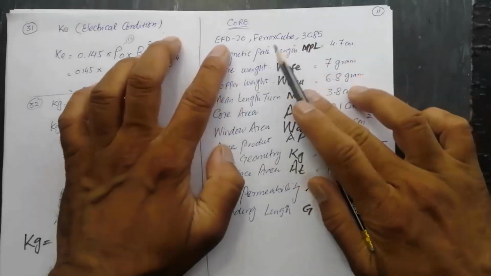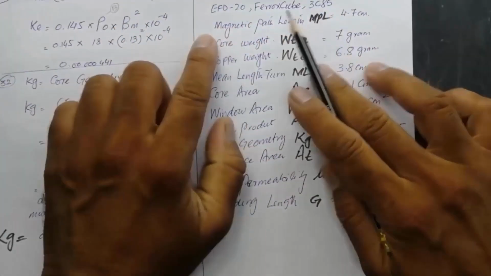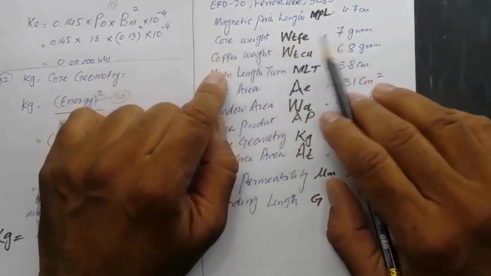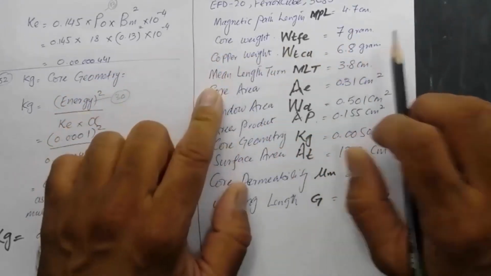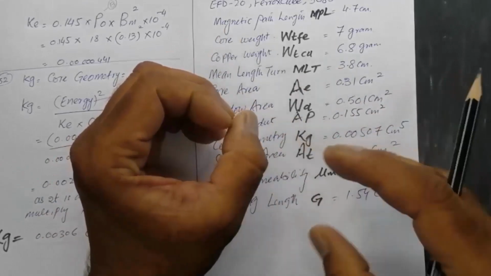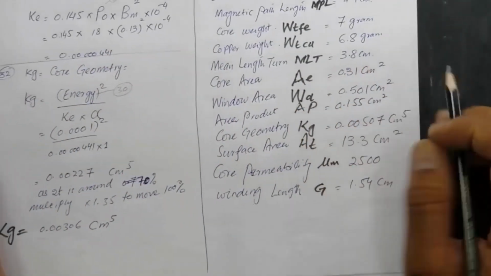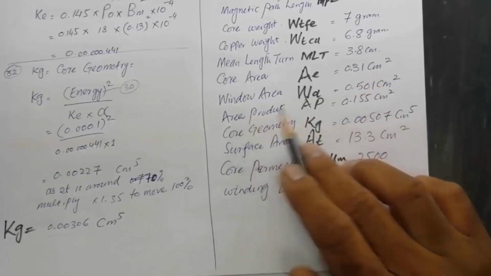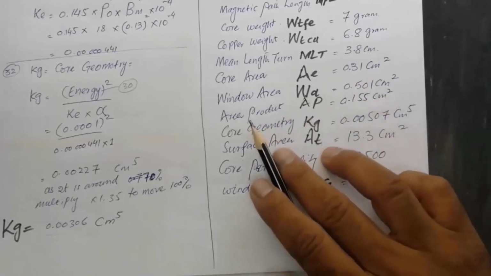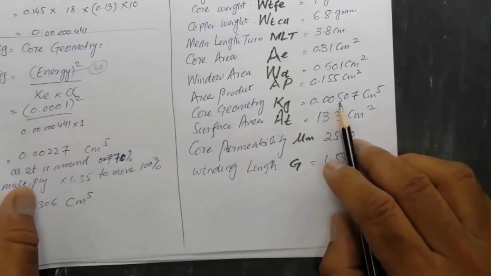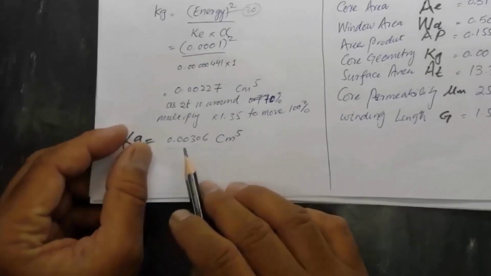Then we go to EFD20 Ferroxcube 3C85 material. Magnetic path length is 4.7 centimeter. Core weight is 7 gram. Copper weight is 6.8 gram, it can handle up to 6.8 gram copper. Mean length turn, the average length per turn, is 3.8 centimeters. Core effective cross-sectional area is 0.31 centimeter squared. Window area is 0.501 centimeter squared. AP area product is 0.1455. Core geometry is 0.00507. Our required value is 0.00306. So I selected this core.